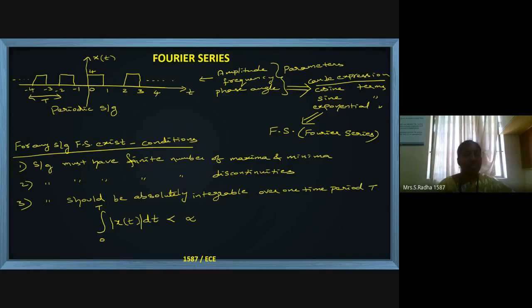The last point decides whether it is periodic or not, because we are using the integration limits 0 to T. We know that periodic signals are power signals and aperiodic signals are energy signals. For energy signals, energy is a finite value and power is zero; for power signals, energy is infinite. So this last equation takes care of whether the signal is periodic or not. Other than that, the signal should have a finite number of maxima and minima, and a finite number of discontinuities. These three conditions should be satisfied.